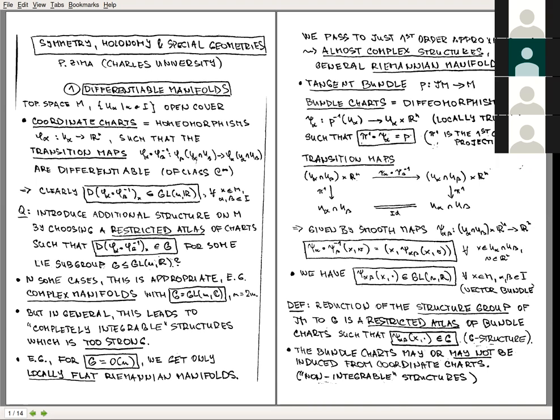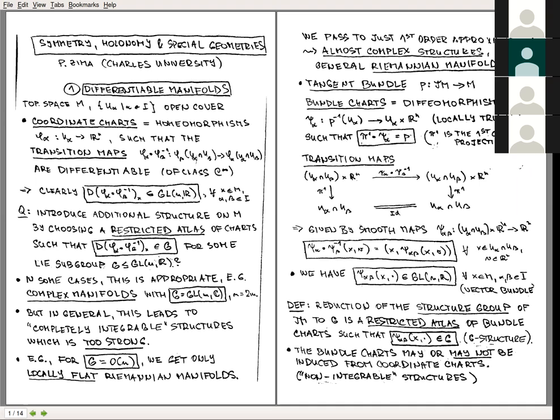So this is about differential geometry. A differentiable manifold, as probably everybody knows, is a topological space with some open cover, and we have coordinate charts, which are homeomorphisms from these open sets U alpha to R^n, such that the transition maps, which are defined on intersections of those open sets U alpha, U beta, by going back from R^n by one map and forward by another map. We require these transition maps to be differentiable, for simplicity of class C infinity, everything will be smooth.